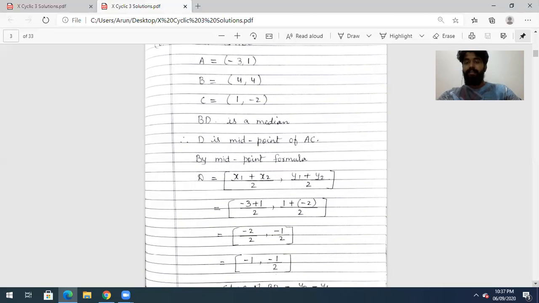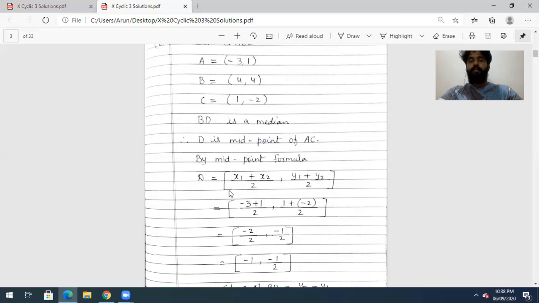The question states: A (minus 3, 1), B (4, 4) and C (1, minus 2) are the vertices of a triangle ABC. Find the equation of median BD. So we'll first write the vertices A, B and C. Now BD is a median. So we know a median is a line drawn from one vertex to the midpoint of the opposite side. So the median BD starts from B. So we have to find the midpoint of the opposite side, which would be AC.